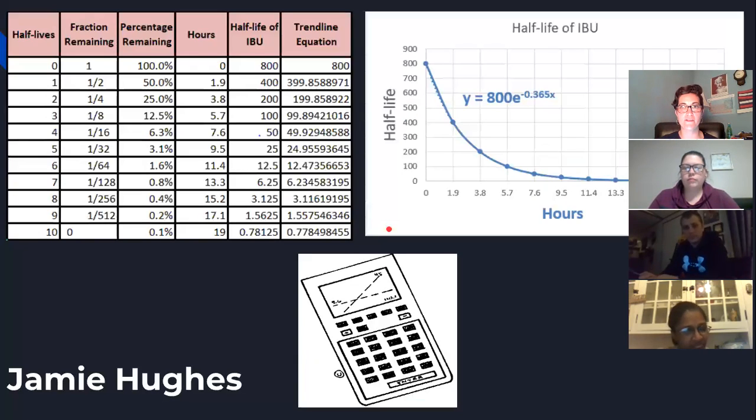Jamie, how would you use a trend line equation to determine the half-life of medication? Well, a trend line equation can be used to determine how much medication is left in our bodies after a certain number of hours have passed. For example, by using the trend line equation, we learned that when we take 800 milligrams of ibuprofen, after 3.8 hours, we still have 200 milligrams in our system. We can actually use any value for a number of hours to determine the half-life.